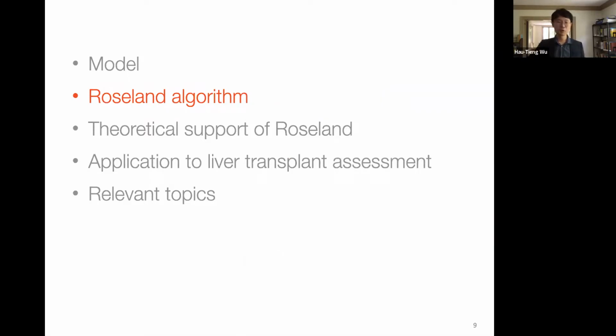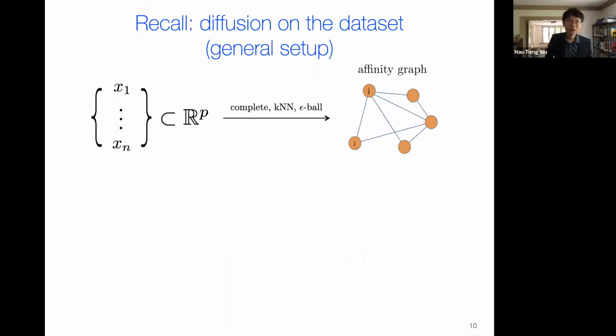Okay, so if no question, I will continue with the algorithm, which is called Roseland. You will see that it is an algorithm motivated by many preceding works, but we assemble it in a way so that we can handle our problem. First things first, we need to recall a very common diffusion-based unsupervised learning algorithm so that we are on the same page.